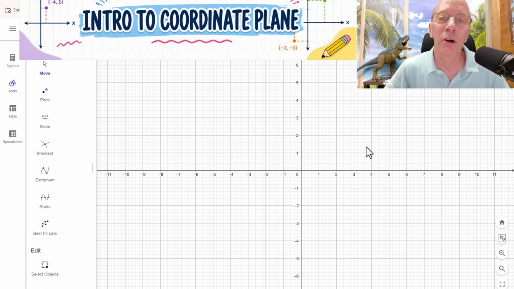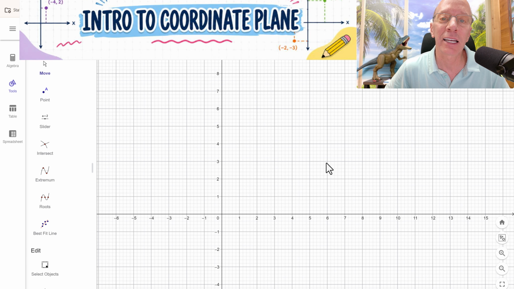There's also something known as origin. The origin is where everything starts, and that is right here in the middle, and that is labeled as 0, 0. Now, when we plot a point on the coordinate plane, we're going to need two numbers. We're going to need an x and a y. It's also known as ordered pair or coordinates.